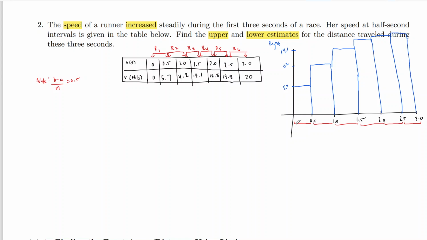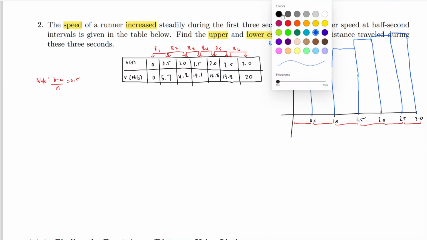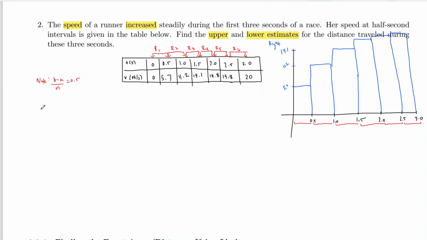Now keep in mind that if we did the left ones, then we would just start at t equals 0, then t equals 0.5 for rectangle 2. So we kind of have the same idea here. All right, so the right endpoint estimate, well, our formula is always (b minus a) over n, which is our 0.5, times, and then we want to add up all the velocities.